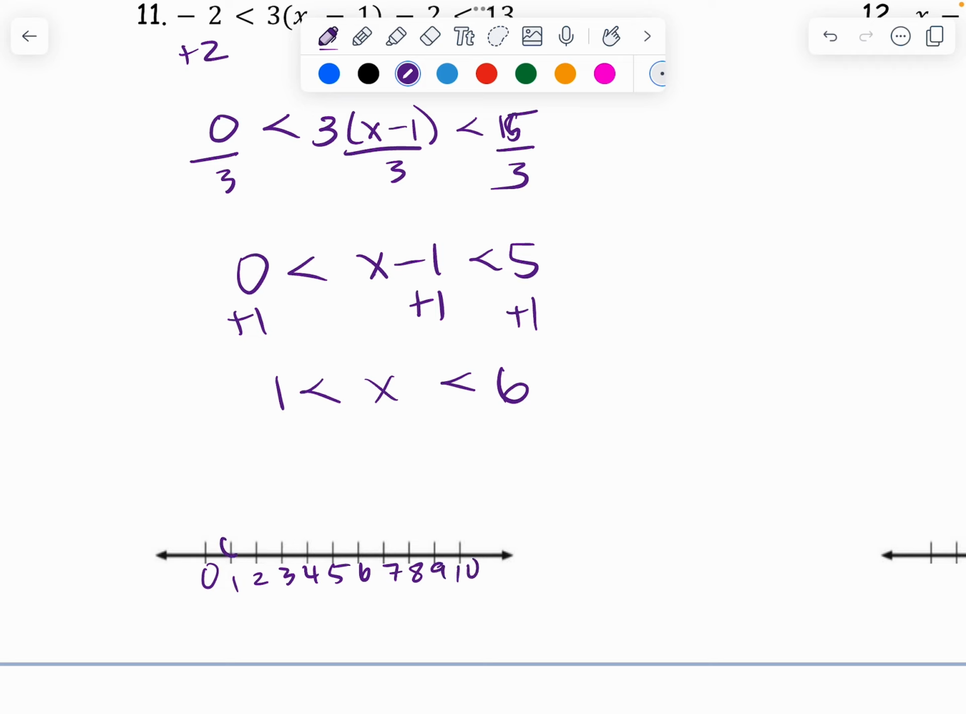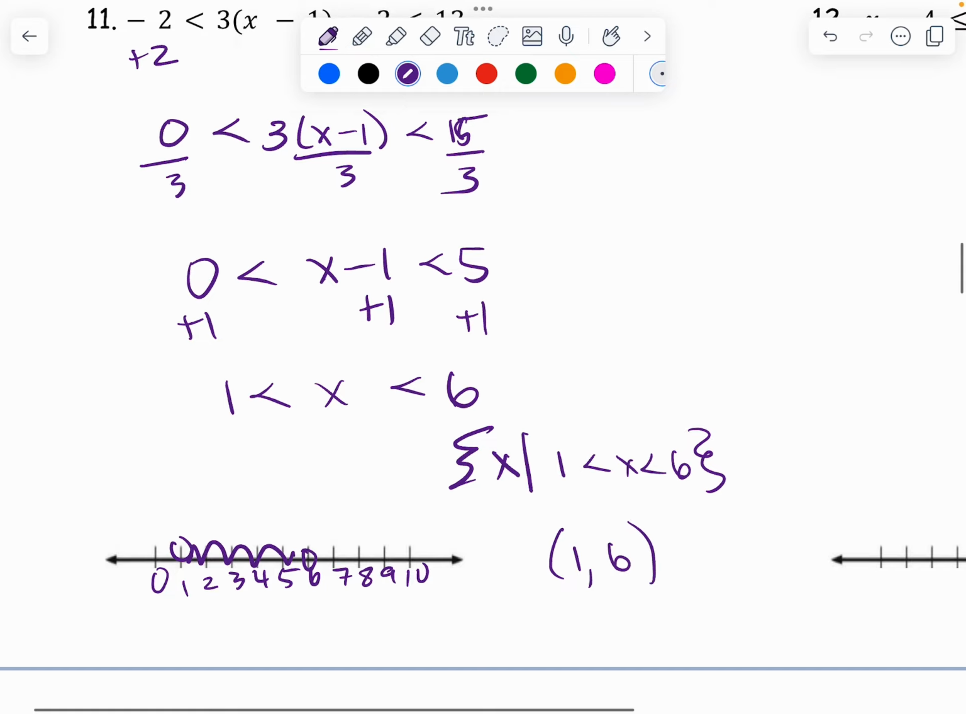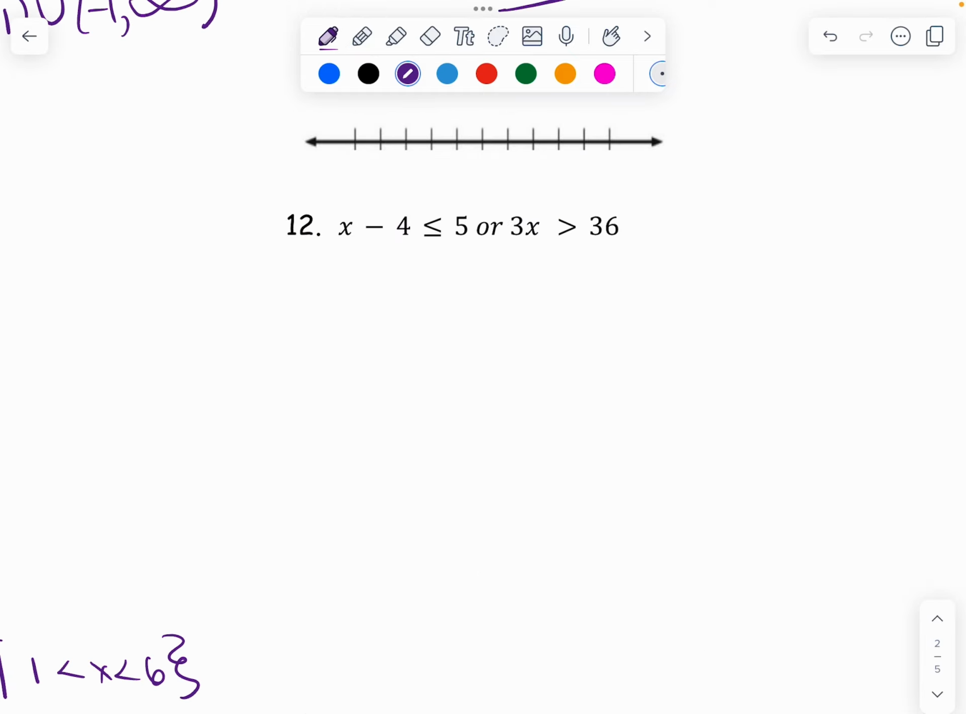So open dot at 1, open dot at 6, everything in between. Set builder notation, 1 less than x, which is less than 6. And in interval notation, from 1 to 6. Awesome. Add 4 to both sides. Get x is less than or equal to 9, or divide by 3 on both sides. x is greater than 12.